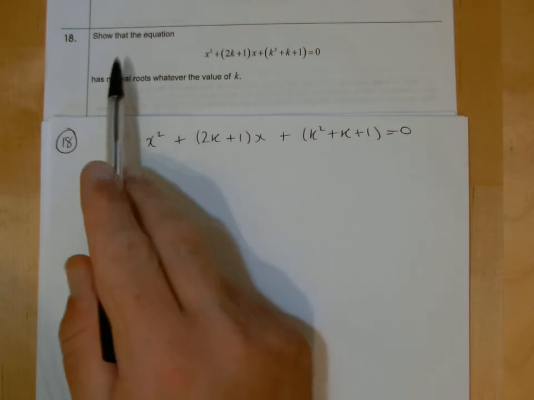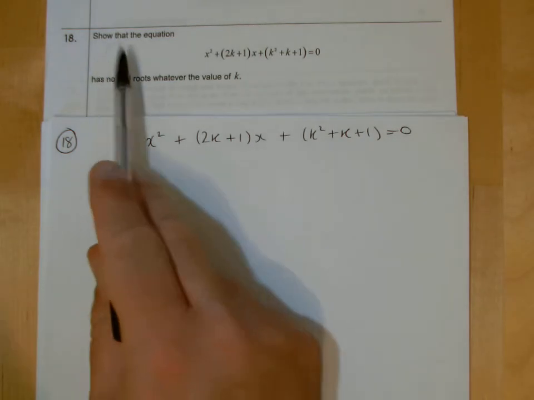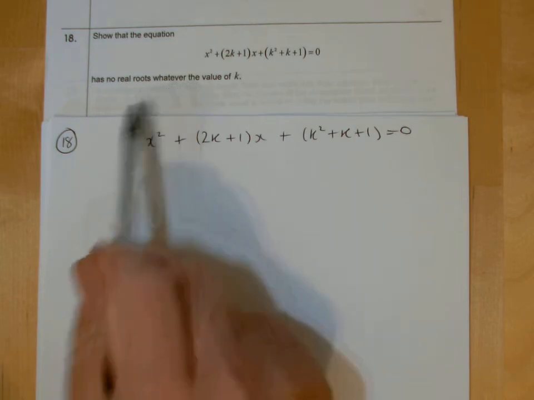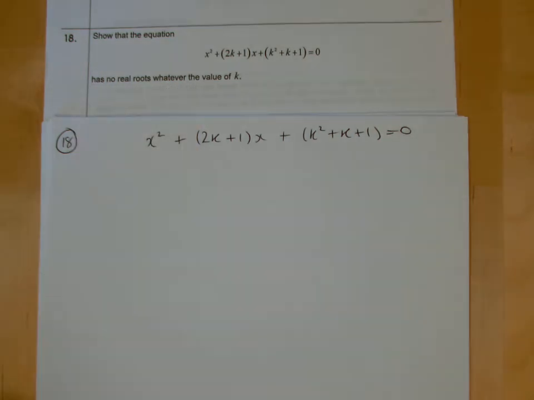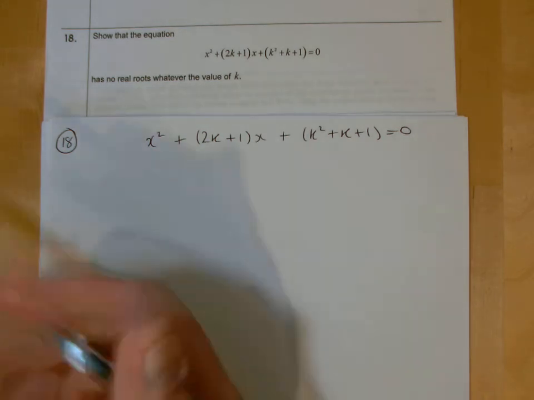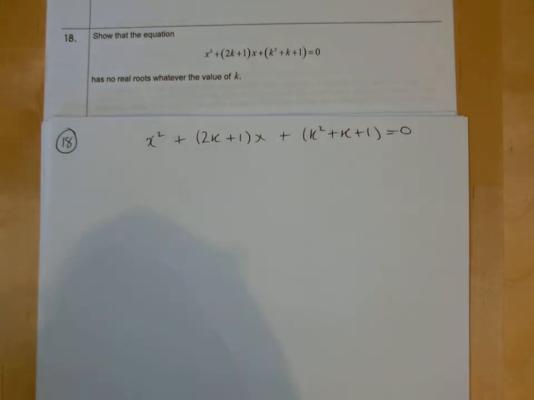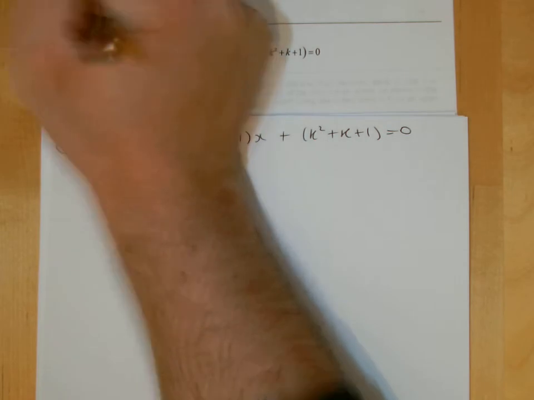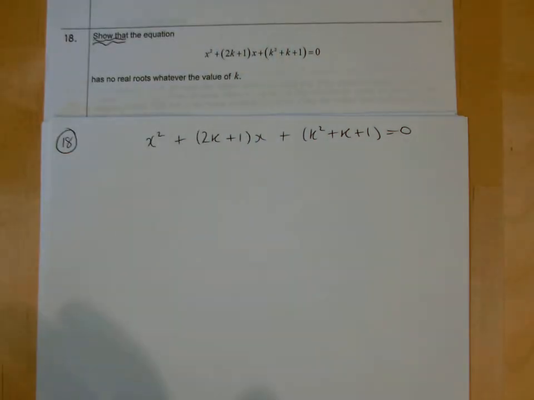Right, what I want you to notice in question 18 is that it says show that the equation has no real roots, whatever the value of k. They're not saying it's got no real roots. So they usually use the word given, don't they? Given this equation has no real roots, find the range of values of k or whatever, okay? They're not saying that, they're saying show. So if they're saying show, we've got to prove it, essentially. That's what the reason by show. We've got to prove that it's got no real roots.